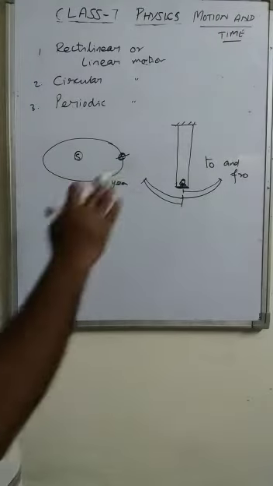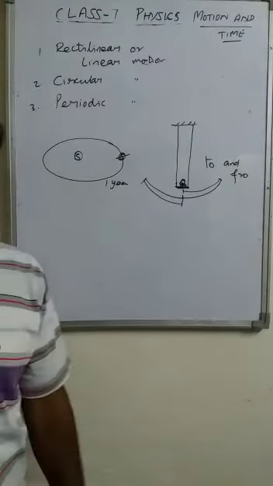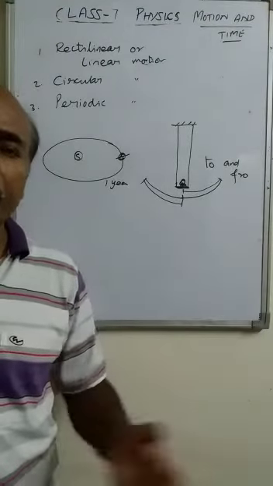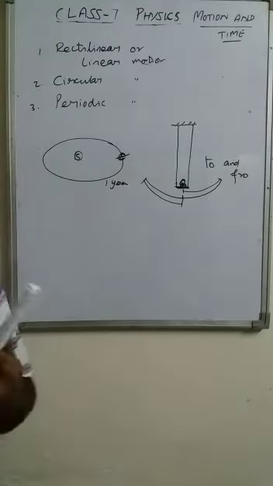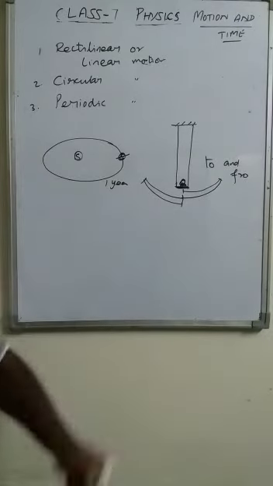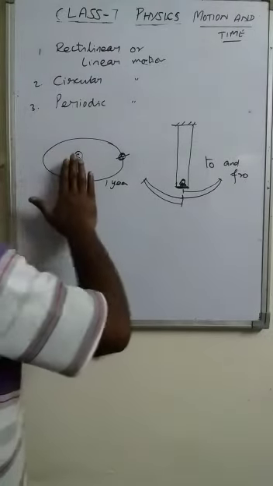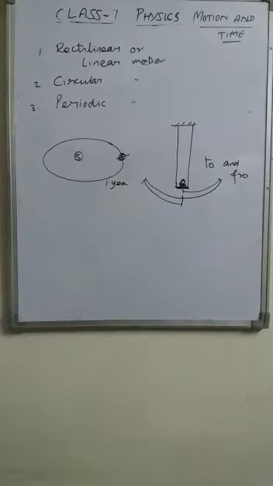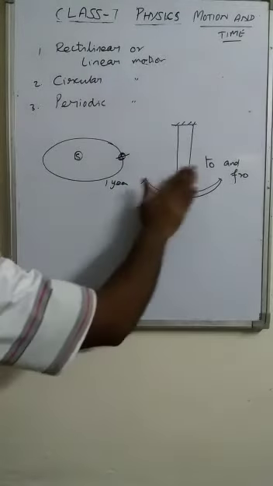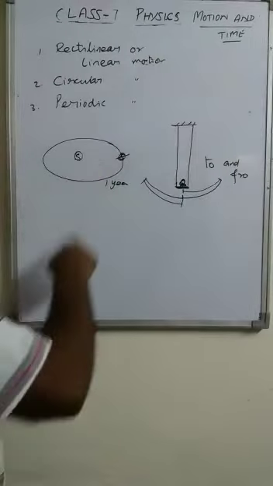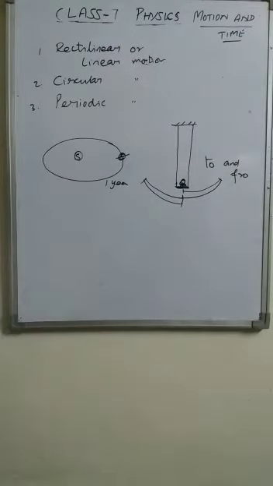So there are so many examples. Last year also, you people studied various examples of periodic motion, and some examples were discussed here too. But in these two examples, both are periodic. Both are repeating their motion after a regular interval.